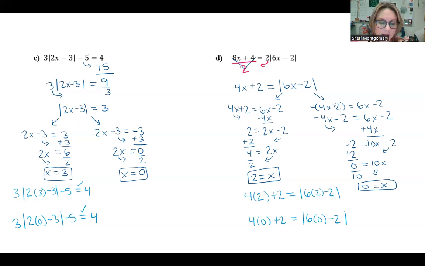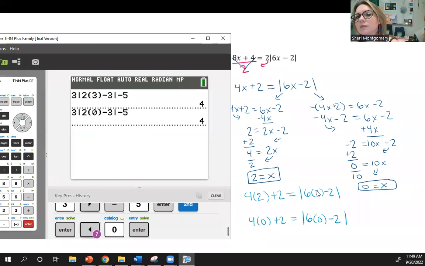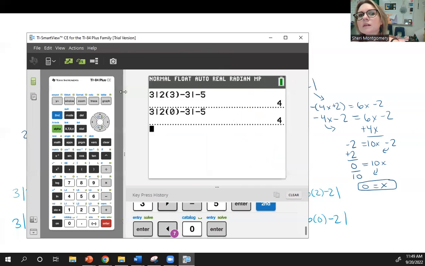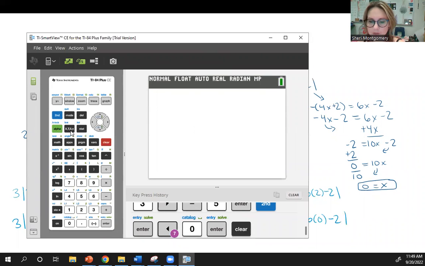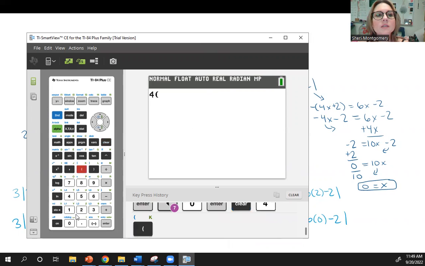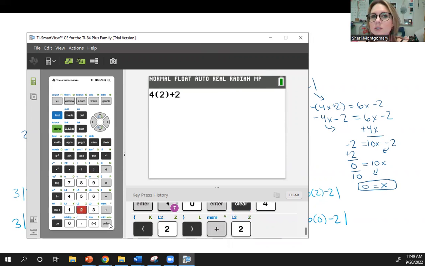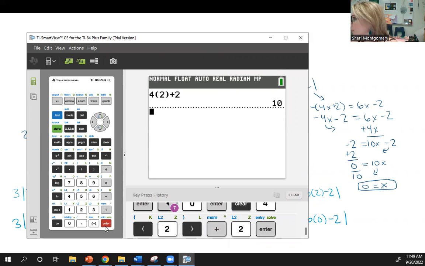Again, we can use our calculator. Let me show you how you would check with this one. So this one's a little different, right? Because we've got the stuff on both sides. That's okay. So what I'm going to do is type it in. And I'll clear everything so we can see it on the top. So it's 4 times 2 plus 2 on the left. So 4 and then parentheses 2 plus 2. So this is on the left side. And when I press enter, I get 10.